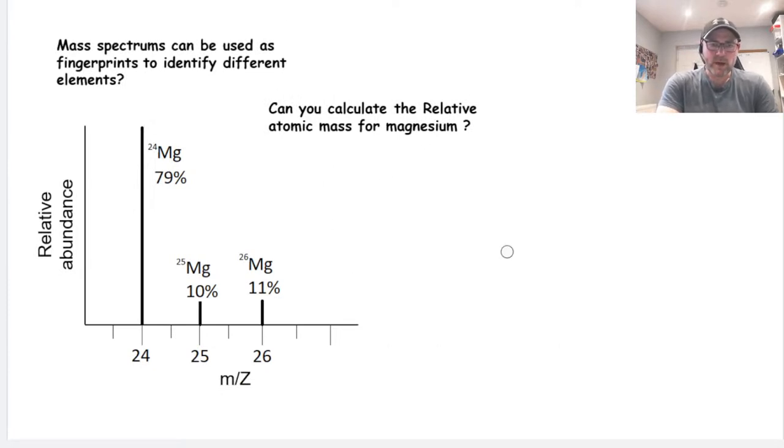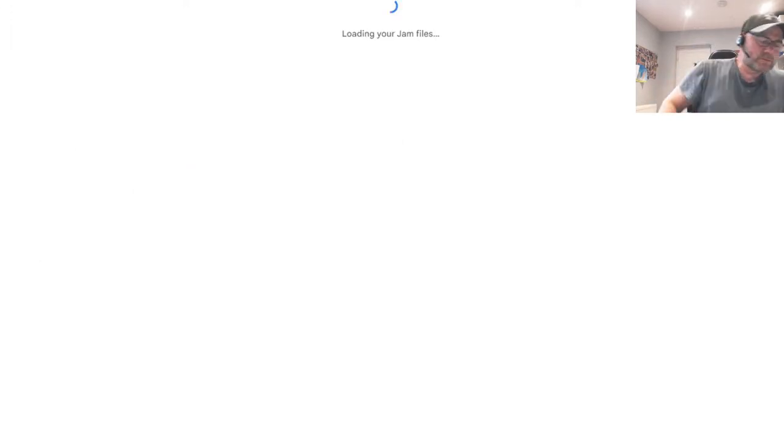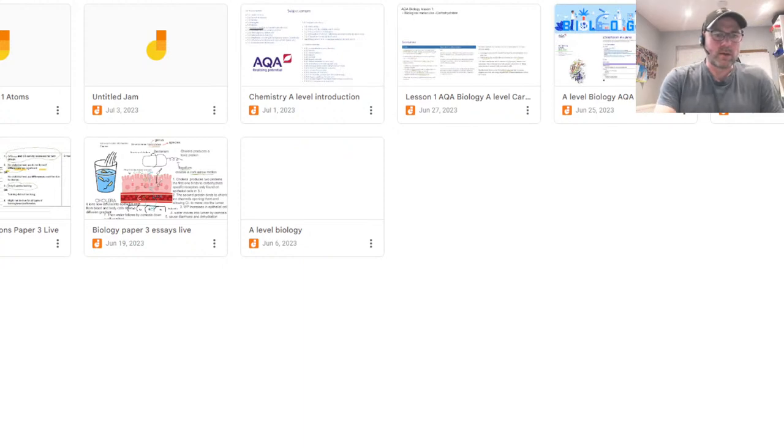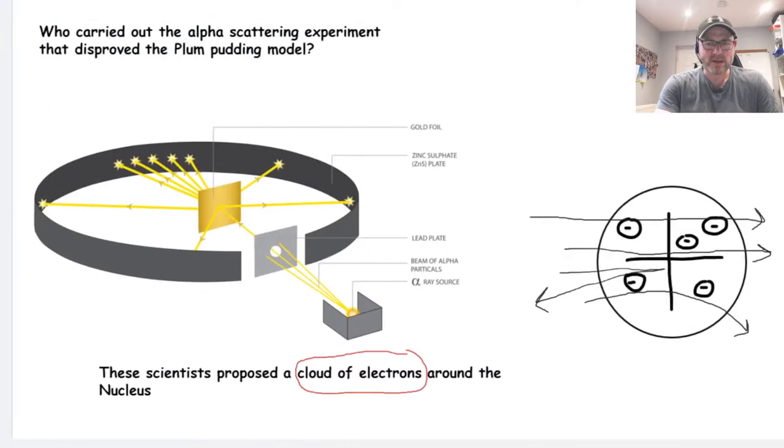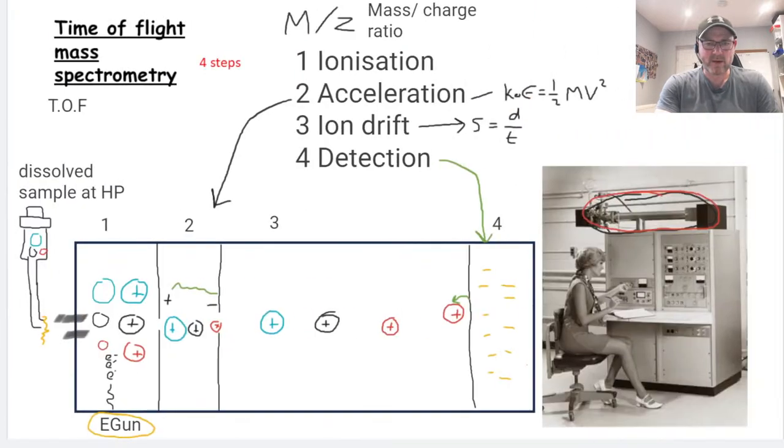Now, how would we calculate the relative atomic mass for magnesium? Clicked on the wrong button. Just waiting for it to load. Right, let's go back to where we were.